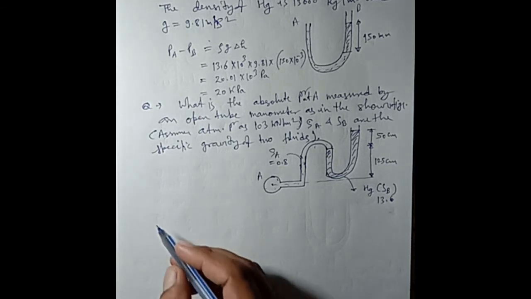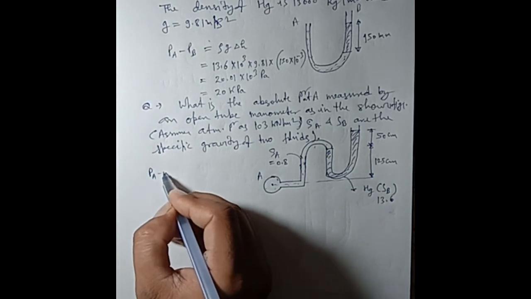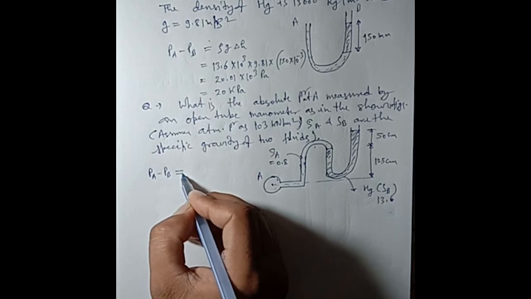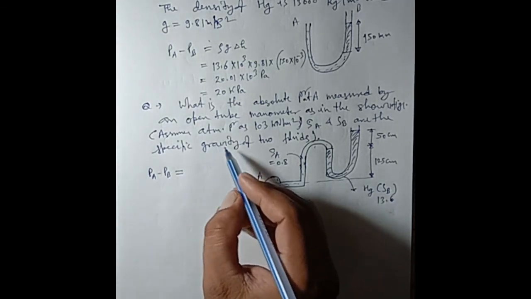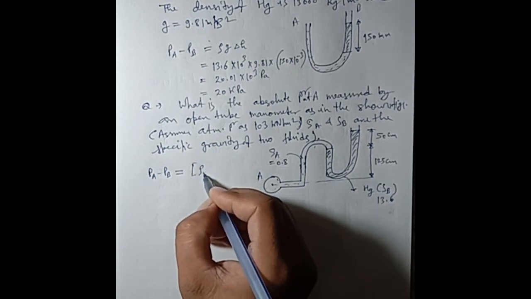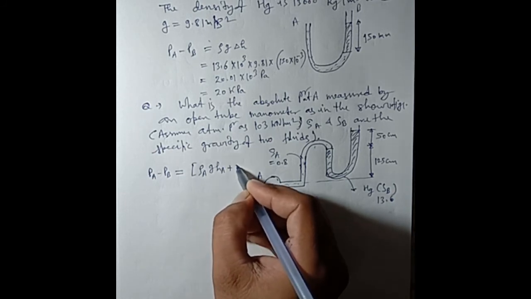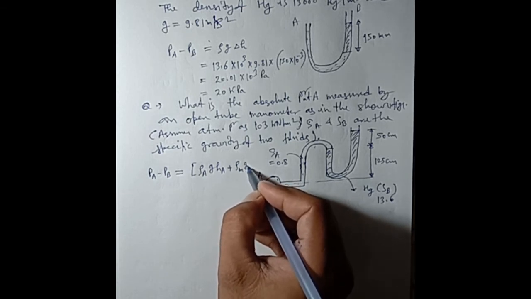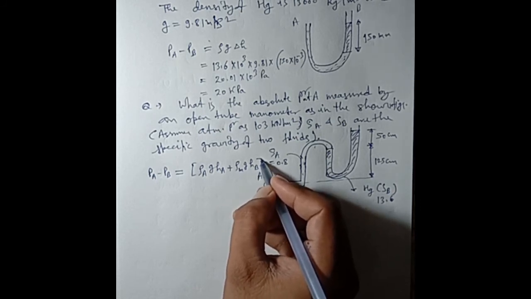Now calculate the pressure difference. PA minus PB is equal to rho A g hA plus rho M for mercury g hB for mercury.